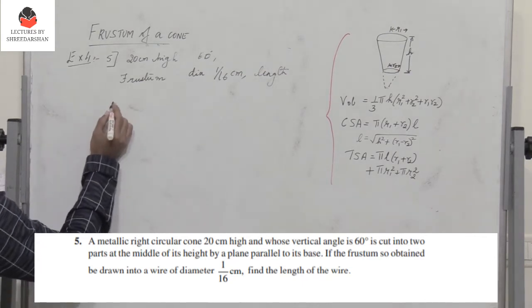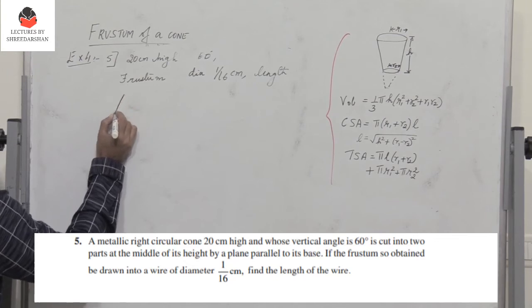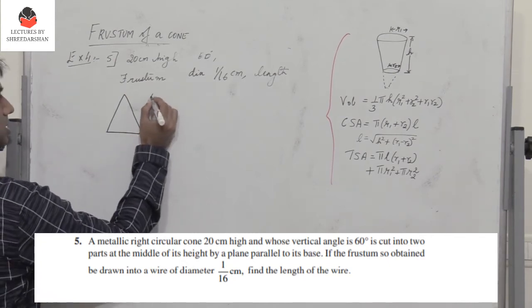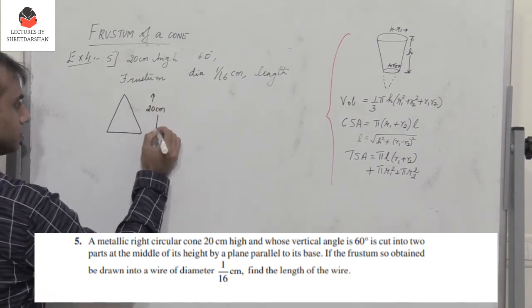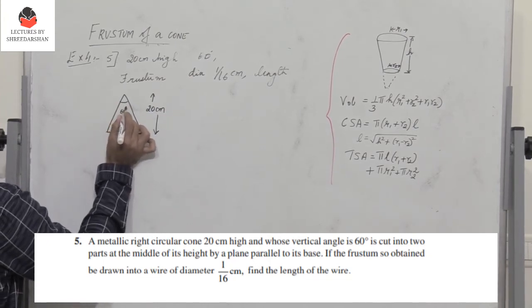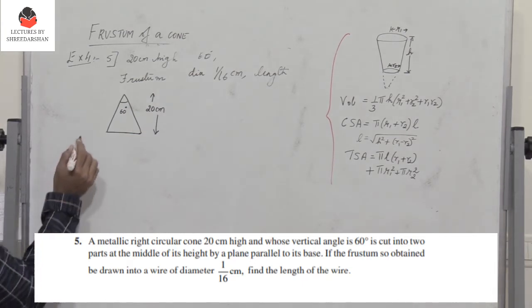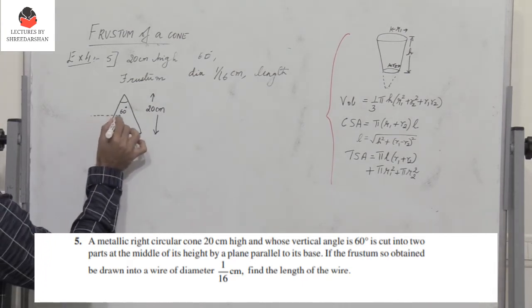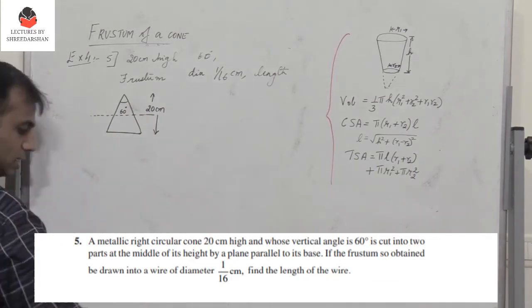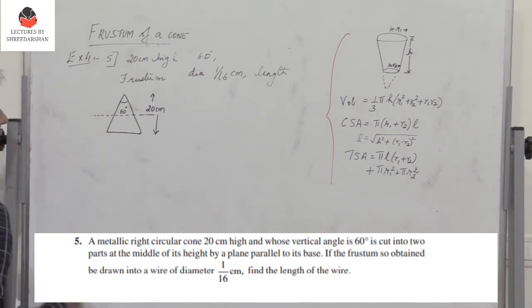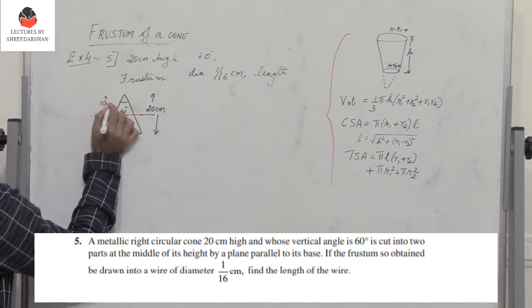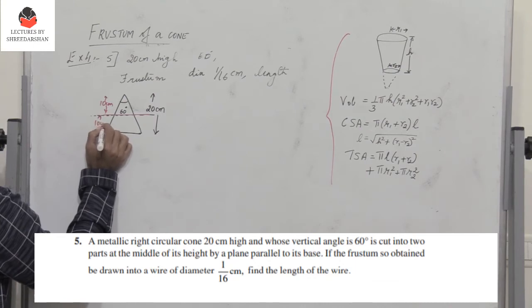So what is being given here is there is a metallic right circular cone, and the total height is 20 centimeters. So this is given. And what else is given? The vertical angle is 60 degrees. So this is 60. It is cut into two parts exactly in the middle, parallel to the base. So this is the base here. So we are going to cut it exactly at the center, parallel to the base. So I make a cut here, so that this is 10 and this is 10 centimeters.